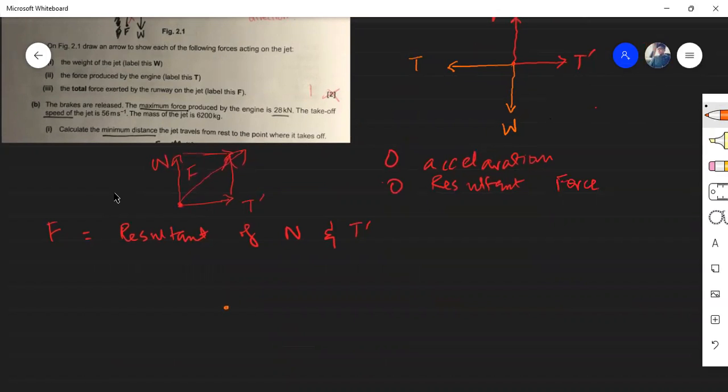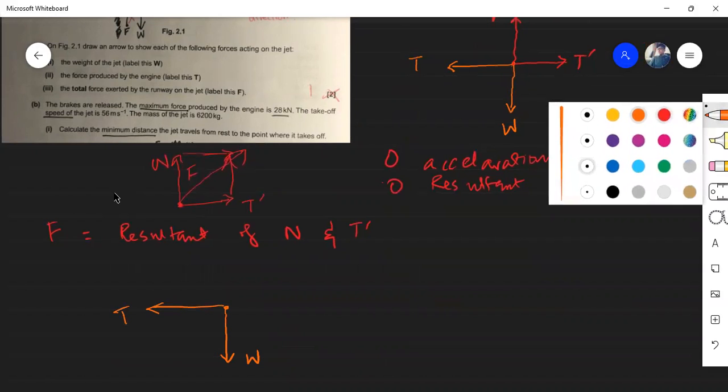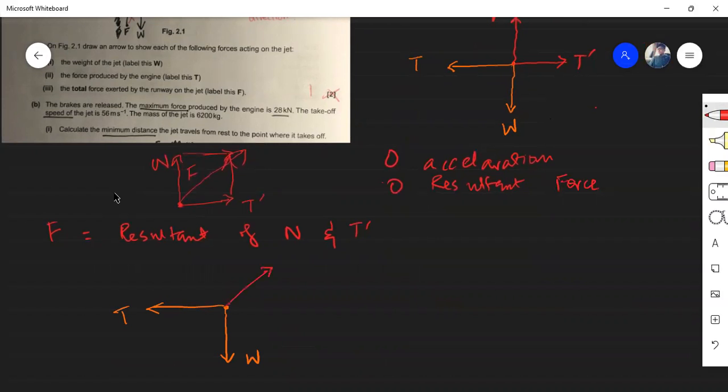So this was the point plane, and you marked W correctly and T correctly, and we found that F is actually in this direction. Okay, is this point clear? Yeah, it's clear.